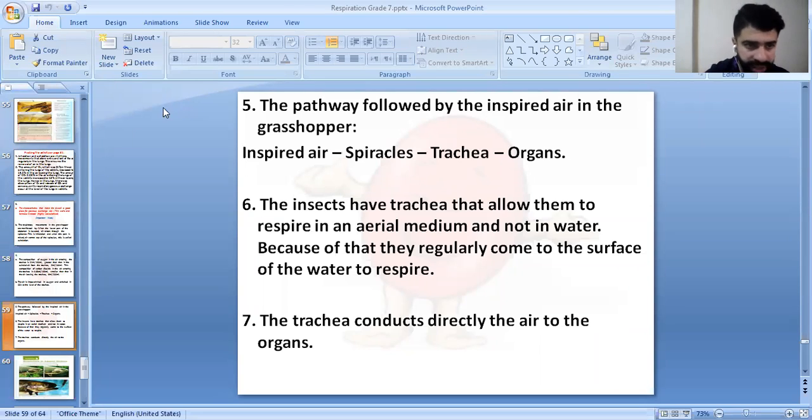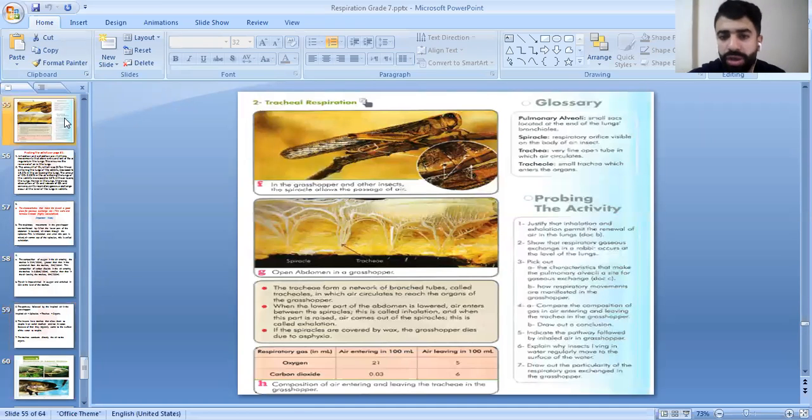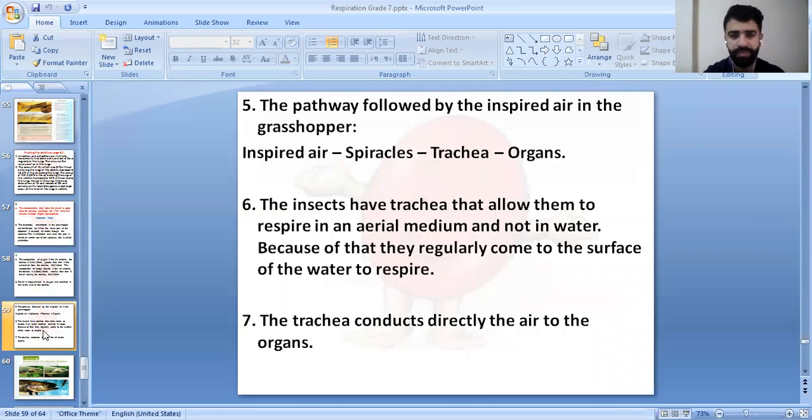the organs. Part 6, they asked why the insects living in water regularly move to the surface of water. We answered this question last time: because the insects have trachea that allow them to respire in an aerial medium and not in water. Because of that, they move to the surface to respire. The trachea conducts the air directly toward the organs.